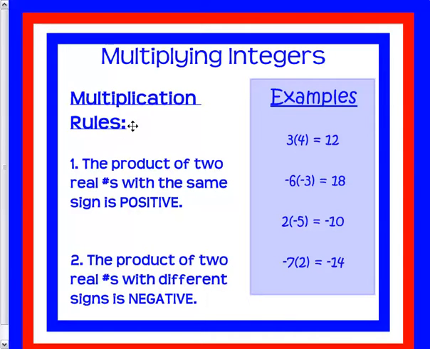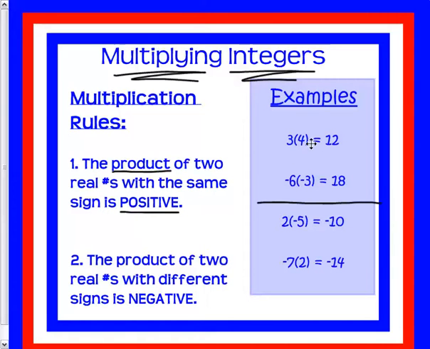Write this down with me. Multiplication rules. We are just multiplying integers right now. The product, which means multiply, of two real numbers with the same sign is positive. So whether they are both positives or both negatives, the answer is going to be positive. The product of two real numbers with different signs, okay, these were same, these are different signs right here, is negative. So the 2 is positive, the 5 is negative, the answer is negative 10. The 7 is negative, the 2 is positive, the answer is negative 14.